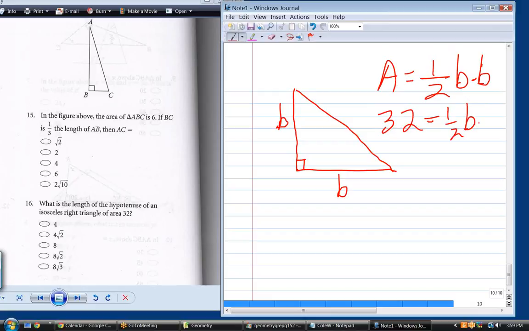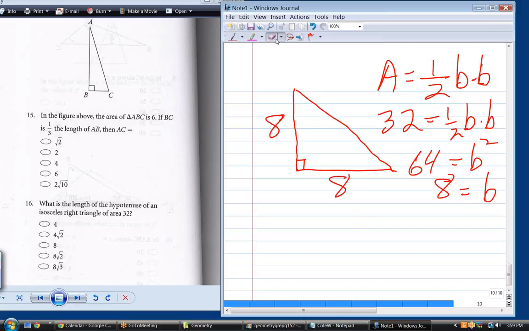What's the next step? Times 2. So 64 equals B squared. What's B equal? 8. So that's 8, and that's 8.